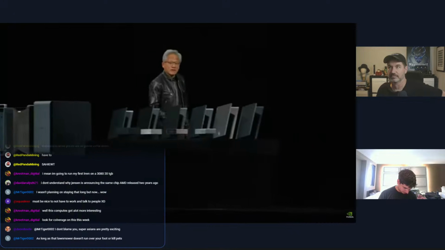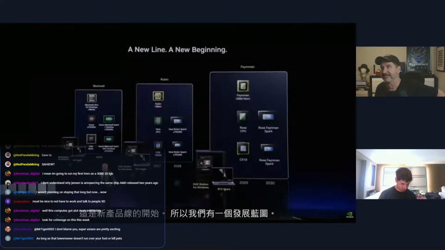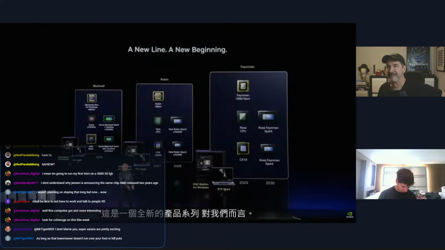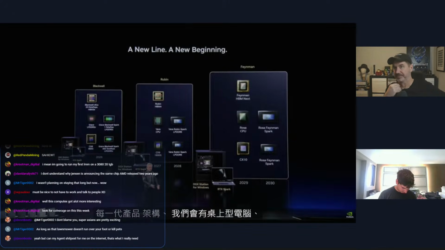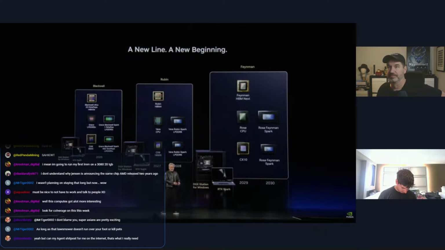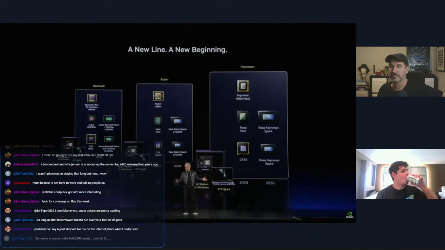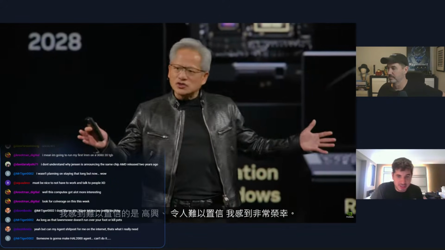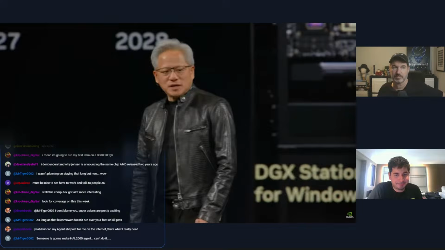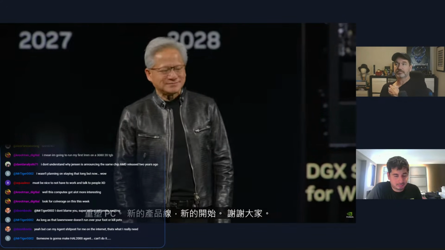And so we have a roadmap for this. This is a brand new product family for us. Every single generation of architecture, we will have a desktop, a laptop, and a workstation. And the thing that I'm just incredibly pleased, incredibly honored by, is that 100% of the world's PC industry has joined us to reinvent the PC. A new line, a new beginning. Thank you.